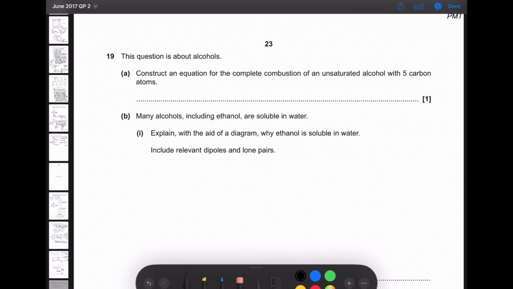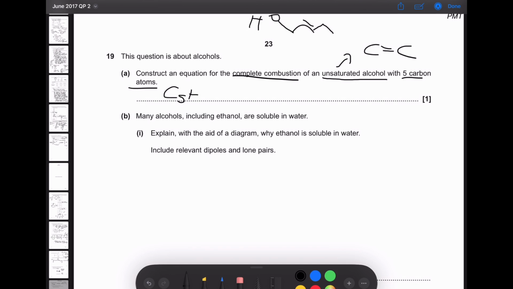This question is about alcohols. Construct an equation for the complete combustion of an unsaturated alcohol with 5 carbon atoms. So unsaturated means it's going to have a C to C double bond in it. So let's just do pent 1, 2, 3, 4, 5, pent-2-en-1-ol, just to make our lives nice and simple. So that would be C5H9OH plus O2 because it's complete combustion. Well, it's always O2, and then CO2 because it's complete combustion, and H2O.